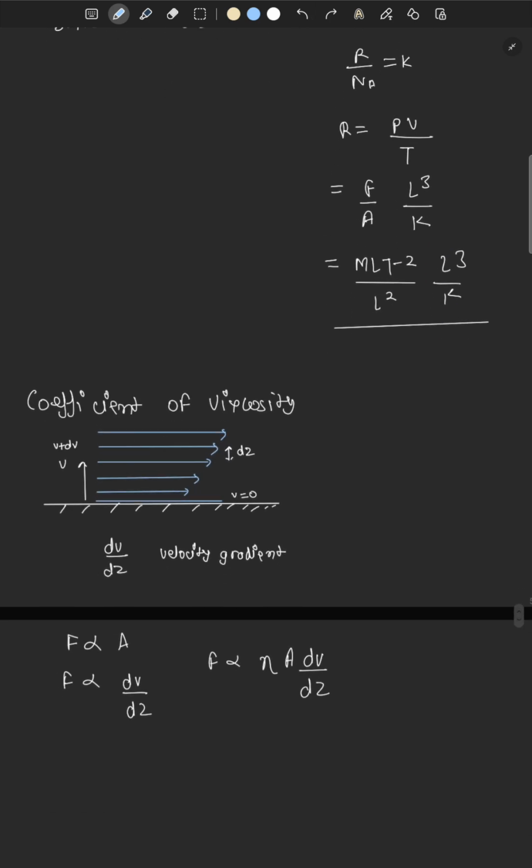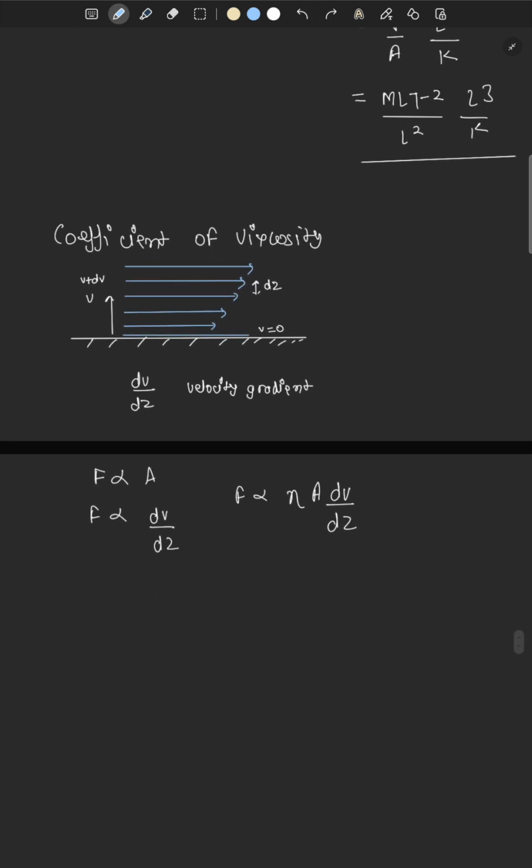Now for the next expression, that is the coefficient of viscosity. Now what is coefficient of viscosity? So first, let's discuss something about viscosity. So this is a surface. Suppose this is a cemented surface, and this is a drop of water or a layer of water. Now this layer consists of many separate layers on top of each other. We have considered that there are many separate layers on top of each other.